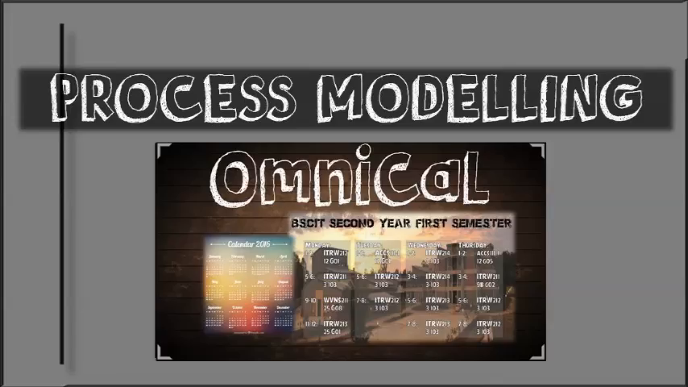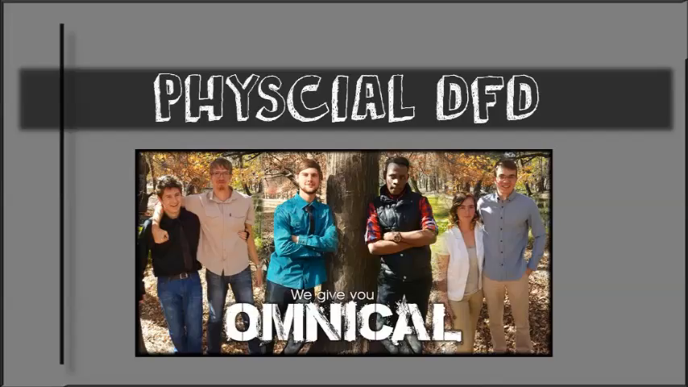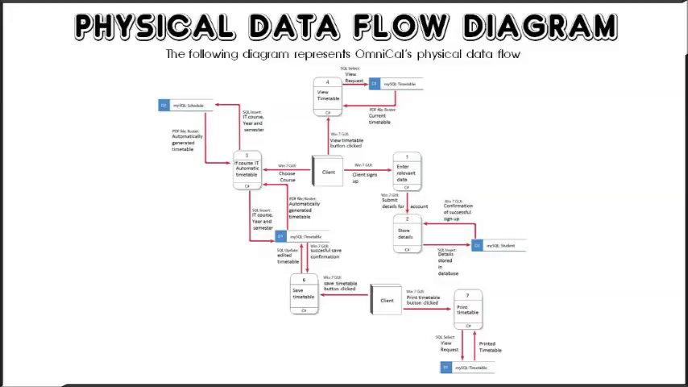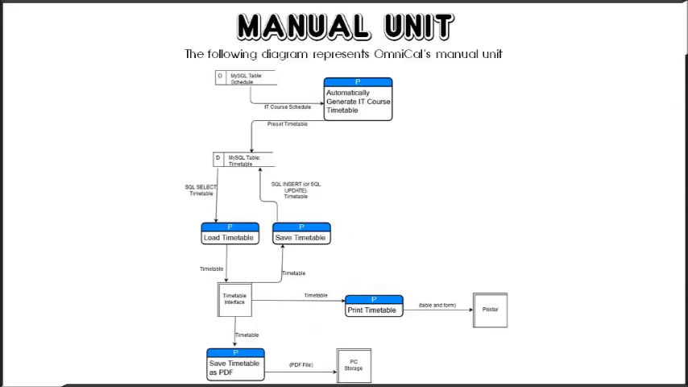Process modeling. This is our logical data flow diagram. Physical data flows. The following diagram presents Omnical's physical data flow. The following diagram represents Omnical's physical data flow with a person or machine boundary line. Here we have a manual design unit.